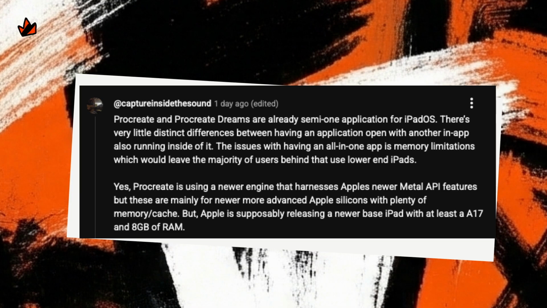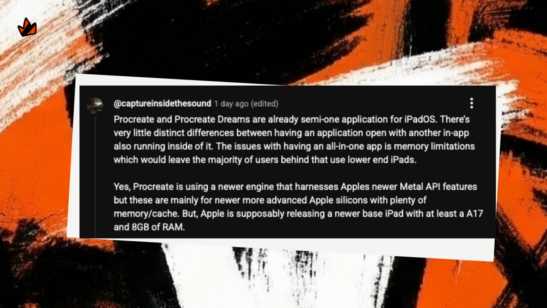The issues with an all-in-one application are memory limitations, which will leave behind the majority of users who use lower-end iPads. Yes, Procreate is using a newer engine that harnesses Apple's newer Metal API features, but they are mainly for newer, more advanced Apple silicon with plenty of memory and cache. But Apple is supposedly releasing a base iPad with at least an A17 and 8 GB of RAM.